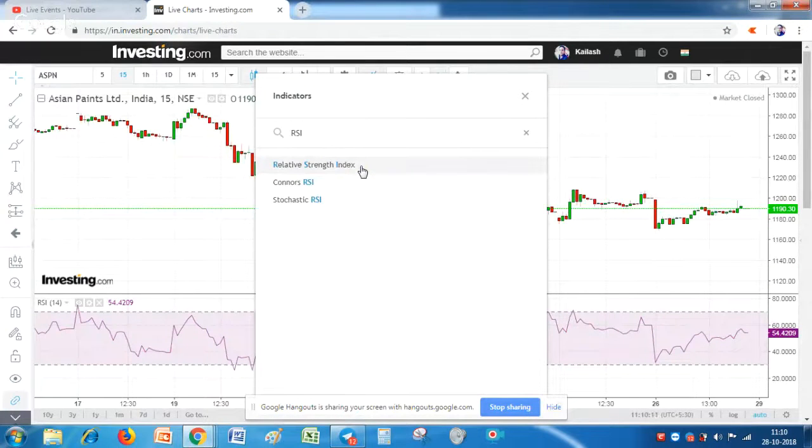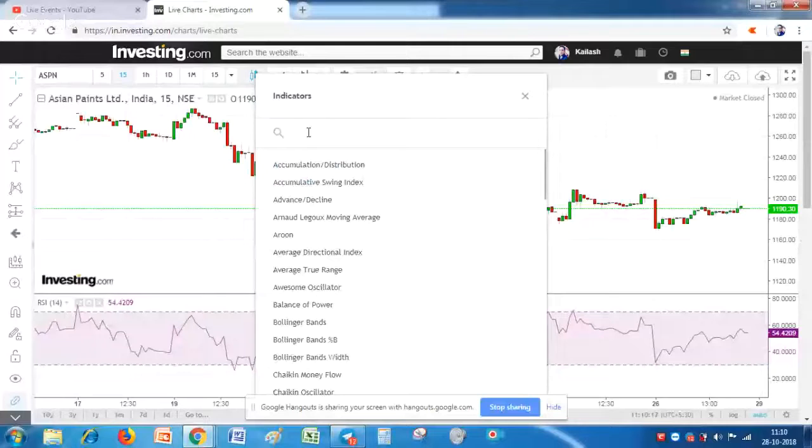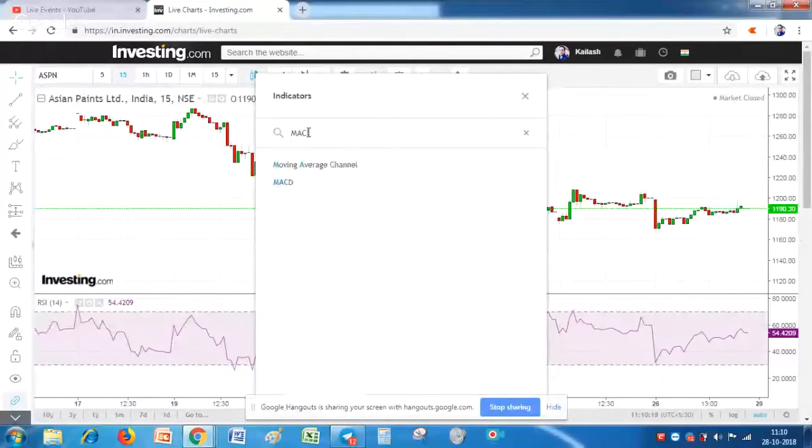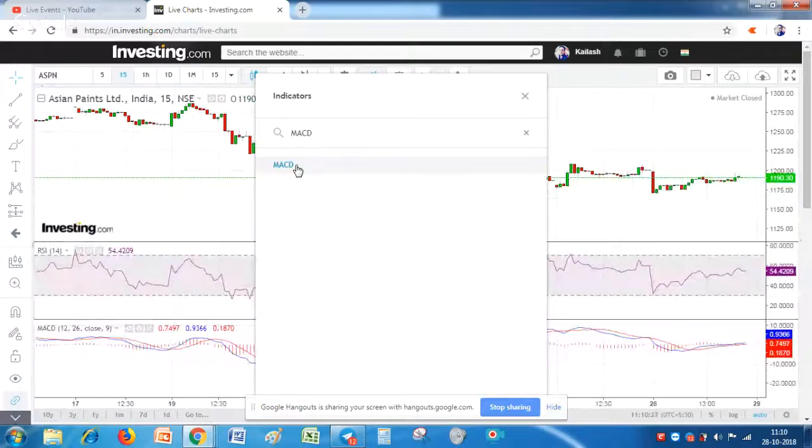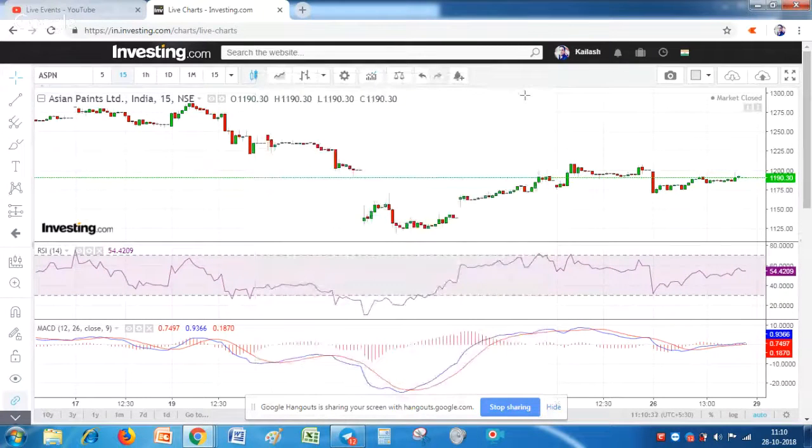Good morning, friends. Good morning, everyone. Most welcome to everyone for this session. And the second indicator that we need, friends, is MACD. This is moving average convergence divergence. So I have applied both the indicators. We don't need anything else.